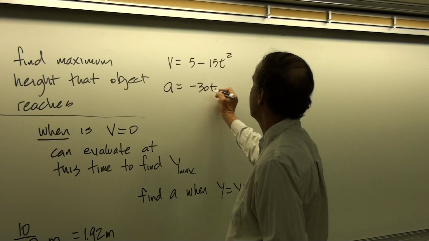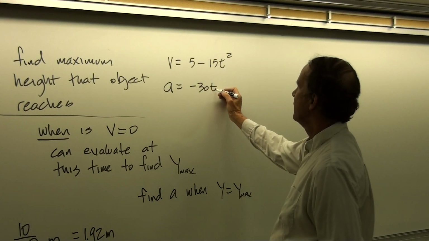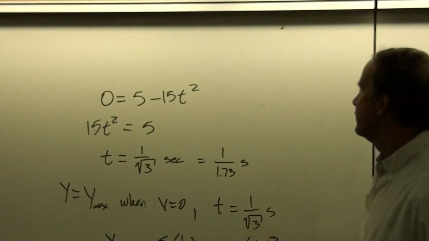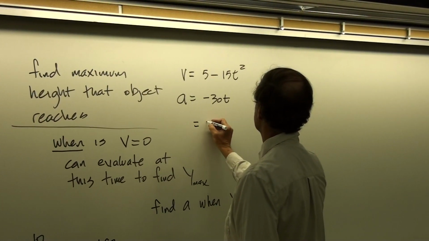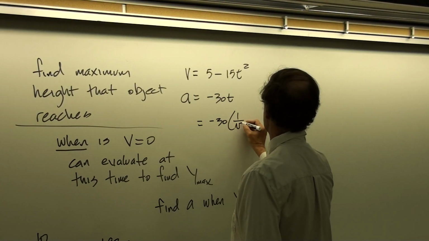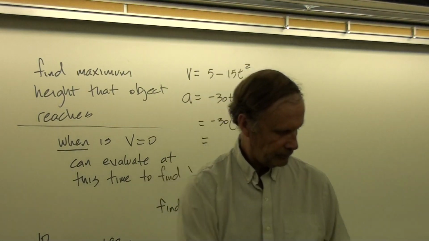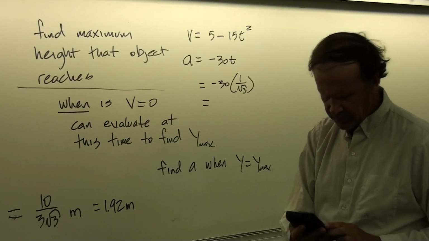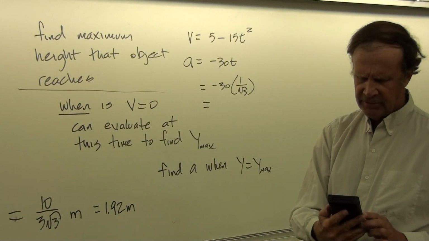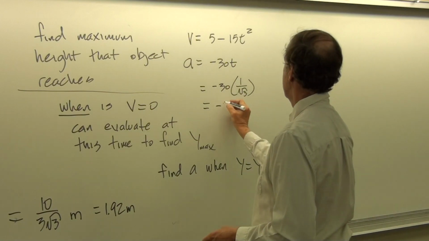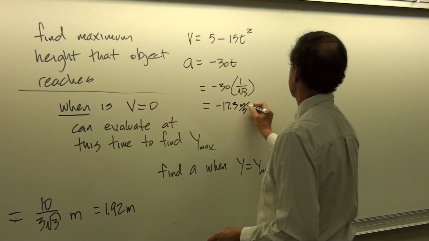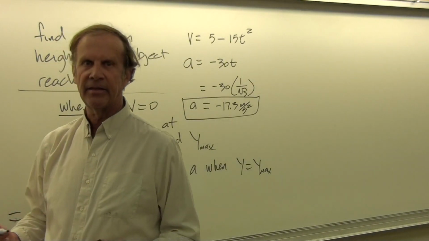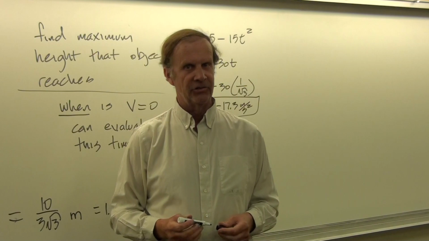Okay, and so this is the expression for the acceleration in general. It's always going to be negative and is going to be proportional to the time. And so at a time that's equal to 1 over the square root of 3 seconds, we have the acceleration is minus 30 times 1 over square root of 3, which is minus 17.3 meters per second squared. So you don't want to just have this knee-jerk reaction and say that when the velocity is 0, the acceleration is 0. We see that in general that will not be true.